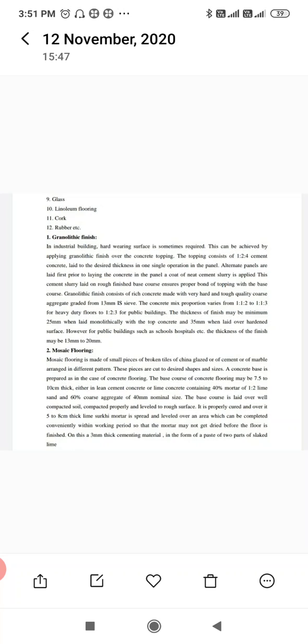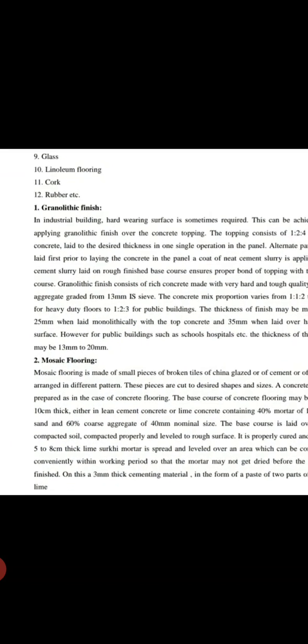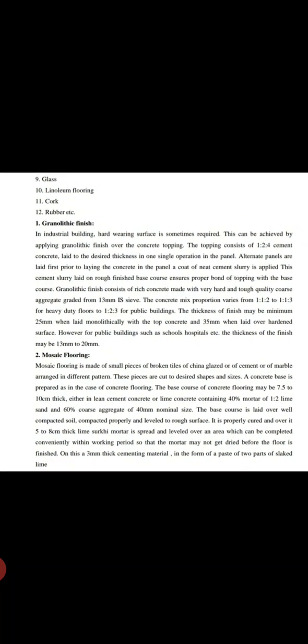So the first one is granolithic floor finish. In an industrial building, hard wearing surfaces are sometimes required. This can be achieved by applying the granolithic finish over the concrete topping. The topping consists of 1:2:4 proportion of cement concrete, that is 1 part of cement, 2 parts of fine aggregate and 4 parts of coarse aggregate.